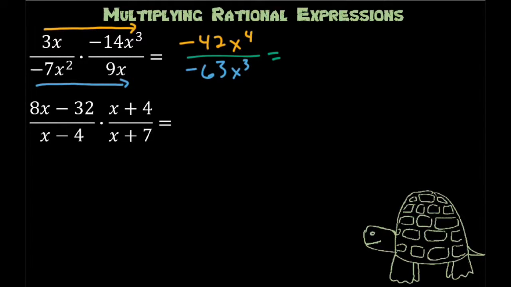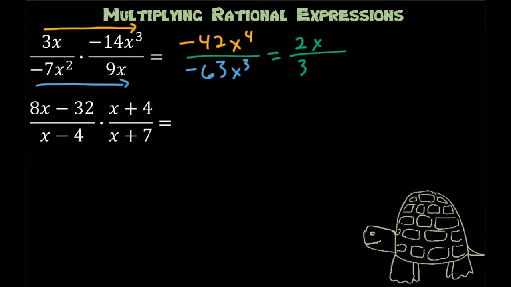42 and 63, let's see, looks like they're both divisible by 21. 42 divided by 21 is 2, and 63 divided by 21 is 3. Dealing with those variables, x to the 4th and x cubed are both divisible by x cubed, and all that we have left is a single x in the numerator.